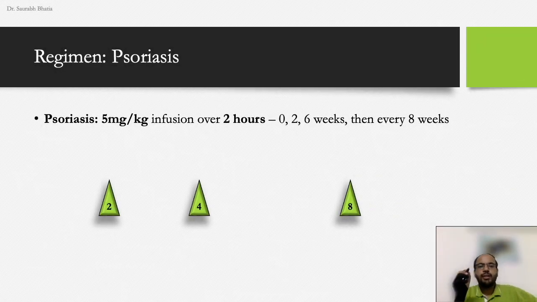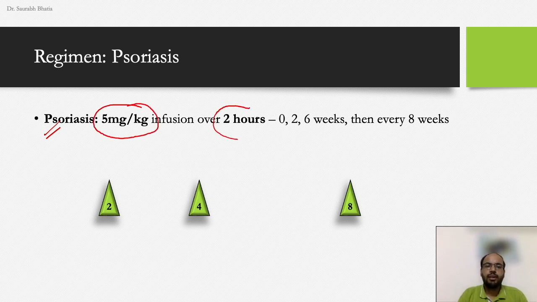Now we'll discuss only the use of infliximab in psoriasis, the regimen that we use in psoriasis, because all other FDA approved indications are not dermatological, so we'll continue with psoriasis. So we give a 5 milligram per kg infusion, which has to be given over 2 hours. Now remember that 2 hours is the minimum. You cannot go lower than that. Usually it is described as 2 to 3 hours. If you want to be safe, 4 hours is a good option.